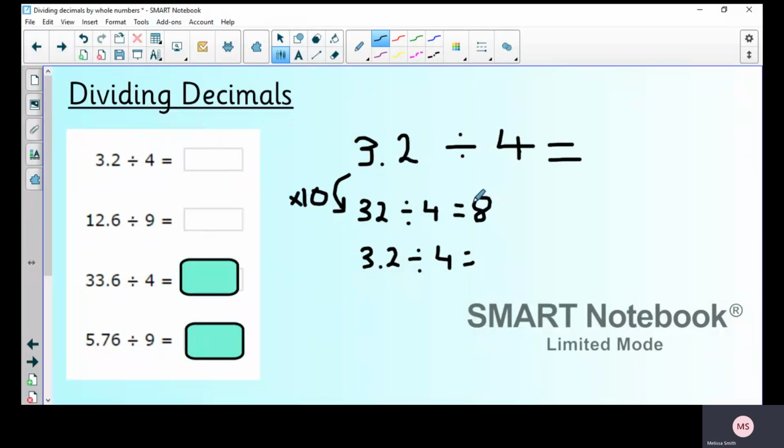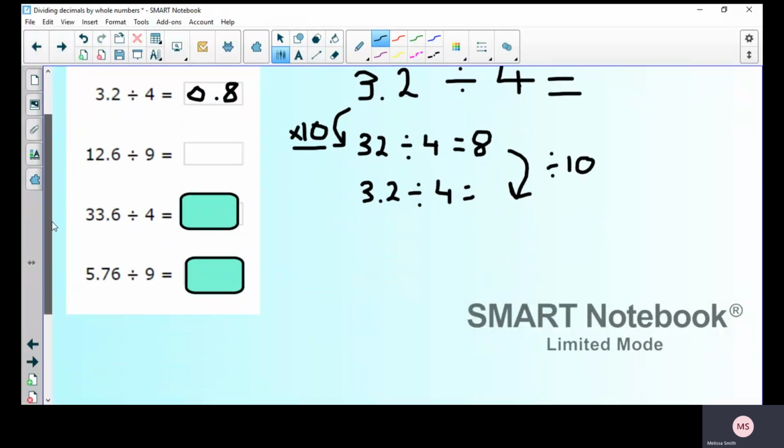But my question here isn't 32 divided by 4, it's 3.2 divided by 4. So then if we move back down here, if I times it by 10 here to get 32, but actually it's 3.2, what do I now need to do to my answer? If I times by 10 here, then I have to do the inverse, the opposite here. I have to divide by 10. 8 divided by 10 is 0.8. And that's exactly how we can do division with decimals.